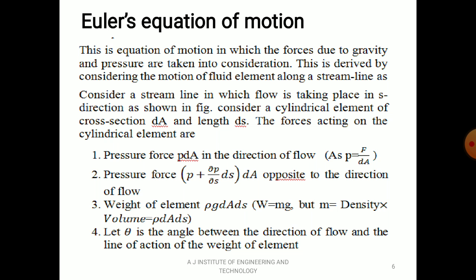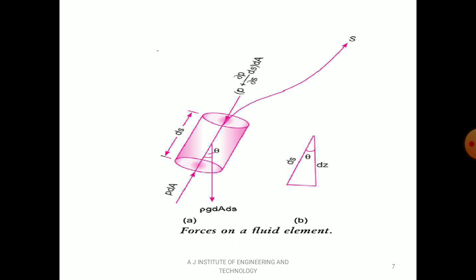Let theta be the angle between the direction of flow and the line of action of the weight of the element. The direction of flow is in the direction of S, and along the line of action of the weight of the element we have to consider theta. We can see this in figure B. So ds is the direction of flow and dz is the line of action of the weight of the element, and there is an angle theta in between. So there is a small fluid element with the angle theta.